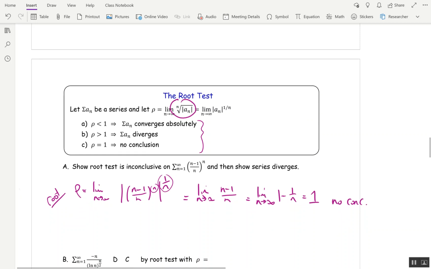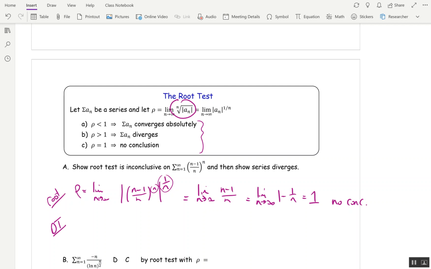All right, so somehow we have to show the series diverges another way. It's not a geometric series. It's not a telescoping series. So what we're going to do is use the DT, divergence test. We're going to see that the limit as n goes to infinity of the nth term, a_n, is not 0.